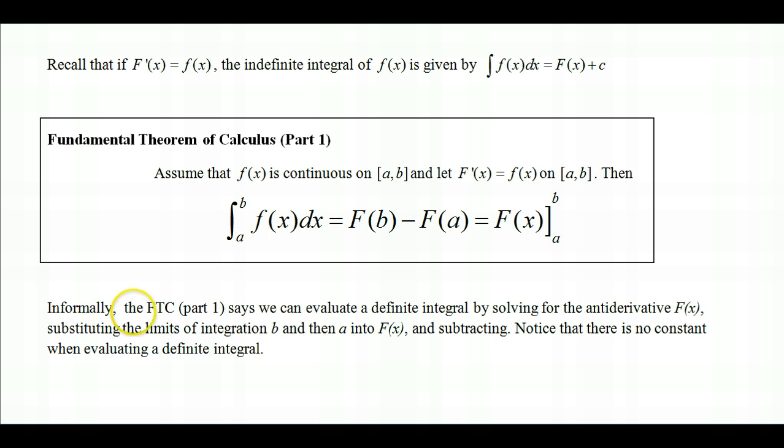Now, informally, the Fundamental Theorem Part 1 says that we can evaluate a definite integral by solving for the antiderivative, F(x), and then substituting in the limits of integration, b and then a, into the general antiderivative and subtracting. Notice that there's no constant of integration when evaluating a definite integral. So we don't put that plus C that's associated with solving an indefinite integral.